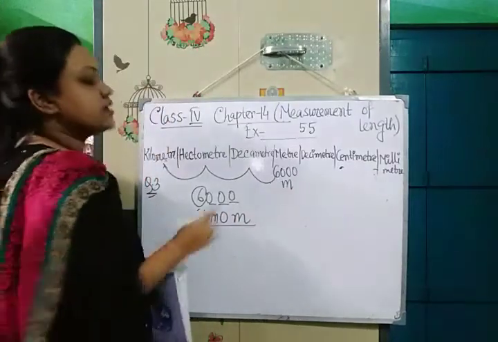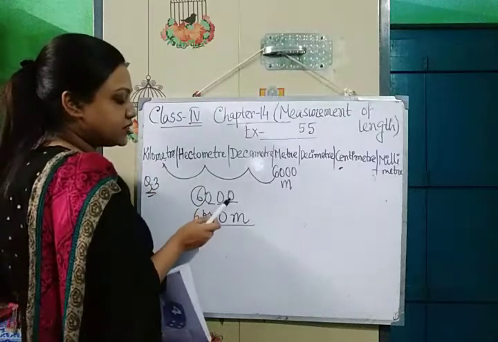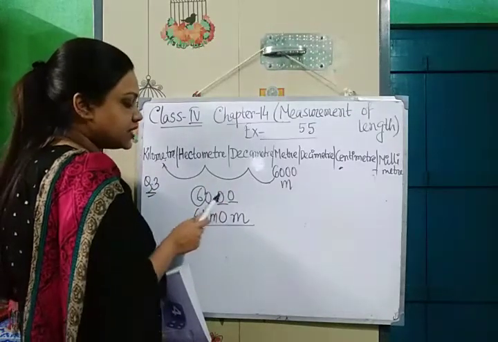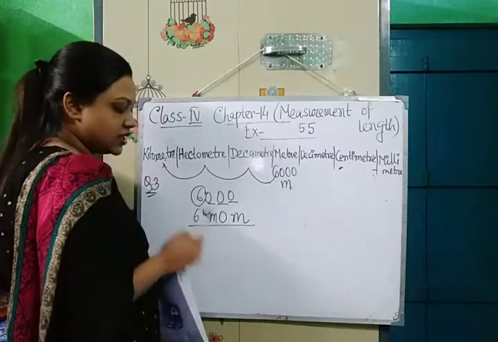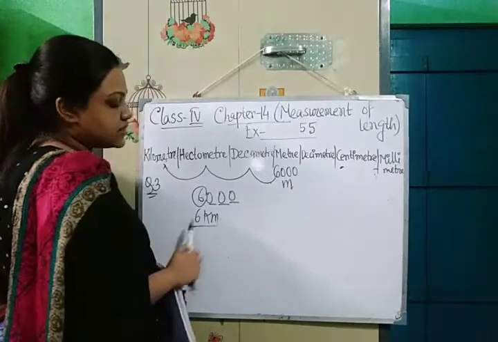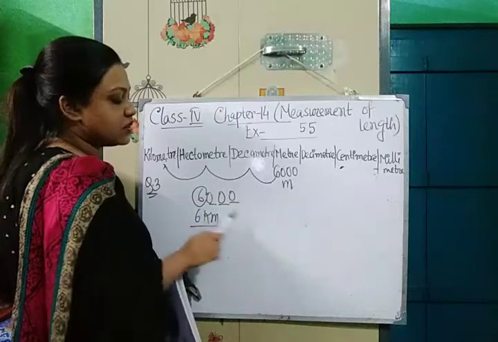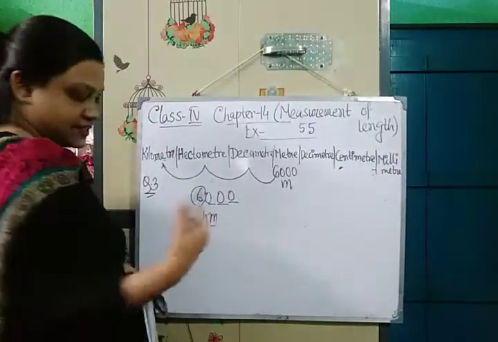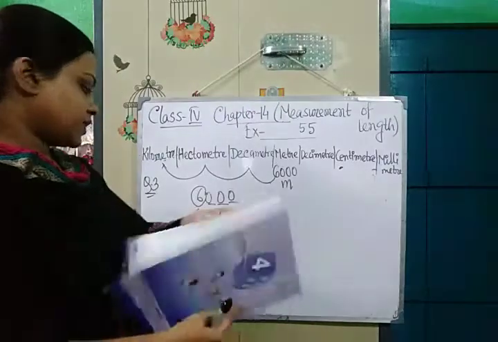So what did I say? We are moving to the left 1, 2, 3 places, so we will take 3 digits from the end of the number. These 3 digits we have taken, 3 zeros, means 0 meter, or you can also erase this 0 meter. The remaining digit will be kilometer and these 3 digits will be in meter. So 6 kilometer 0 meter means 6 kilometer only.